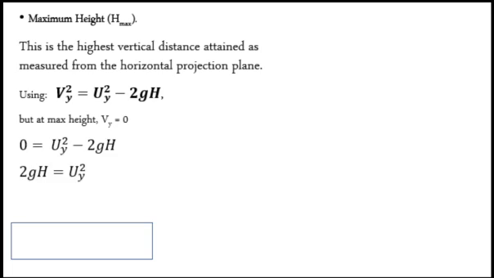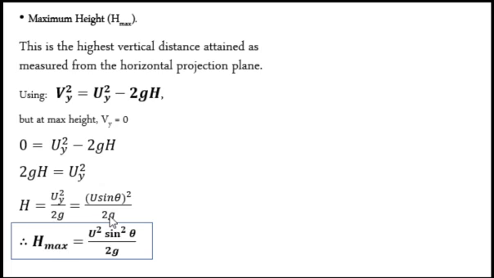If I make h the subject of the formula, I have h equals uy squared over 2g. From here, uy squared equals 2gh, and dividing the other side by 2g, I have h equal to uy squared over 2g. But for vertical components, uy is u sin theta, all squared over 2g. By the time this bracket is opened, my h equals u squared sin squared theta over 2g, and that is the equation for maximum height.